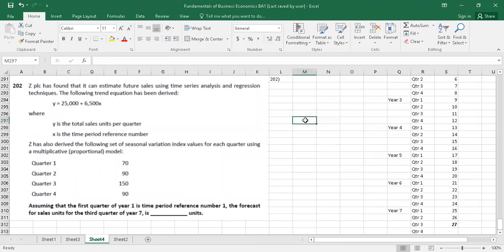Okay, what's the equation? The trend equation is given as y is equal to 25,000 plus 6,500 x. X is the time period. We already got the time period as 27. X can be 27. But then, assume the first quarter of year one is these figures. So let's just substitute the values.